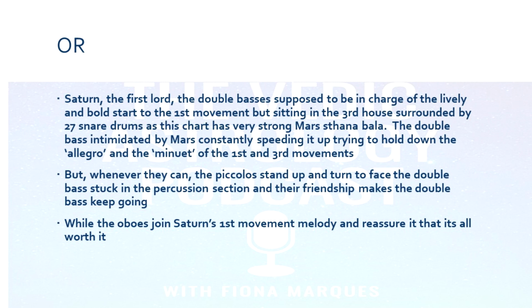And the piccolos standing up and looking at the double bass are just using their friendship to help keep that double bass going. And then the oboes join in Saturn's first movement melody and reassure that double bass that it's all going to be worth it, that it's going well, and he's going to reap the rewards of his attention and doing his best.